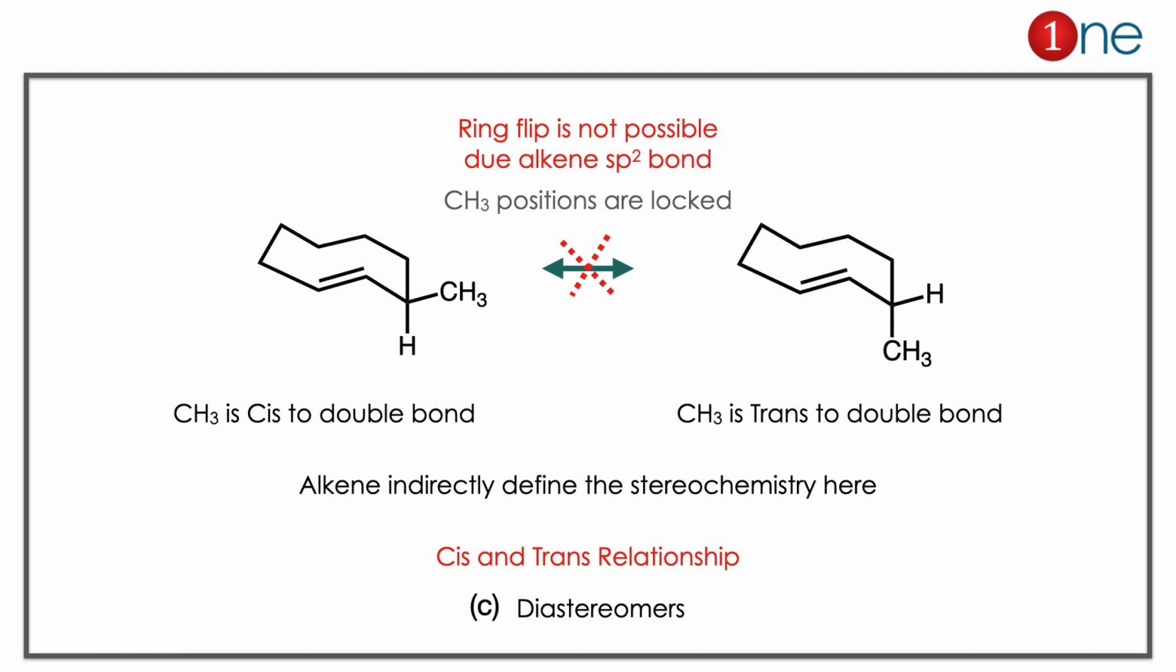Here the alkene doesn't define the stereochemistry directly, but CH3 decides its position relative to the alkene. So the relationship is kind of a cis-trans relationship. So it is a diastereomer. The answer is C. Here the concept you have to learn is ring flipping. When there is an alkene in the system, ring flipping is not possible, positions are locked.